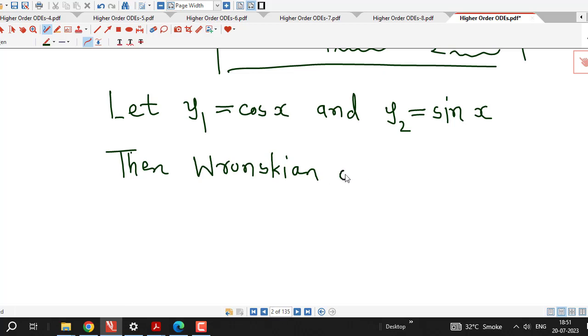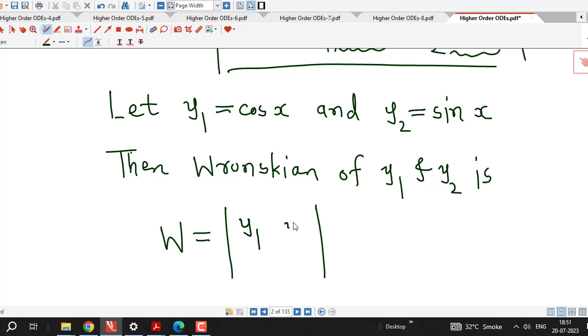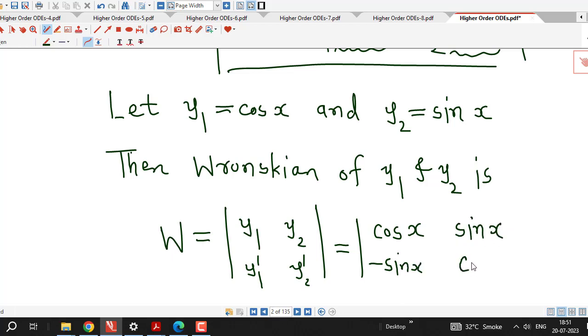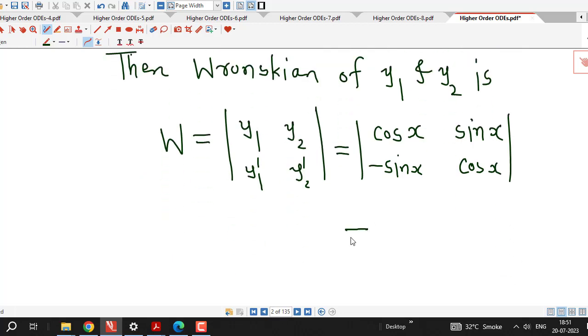The Wronskian of y1 and y2 is denoted by w, and it is the determinant with first row as y1 and y2, second row as first order derivatives of y1 and y2. y1 is cos x, derivative of cos x is minus sin x, y2 is sin x, derivative of sin x is cos x. And we know how to evaluate this determinant.